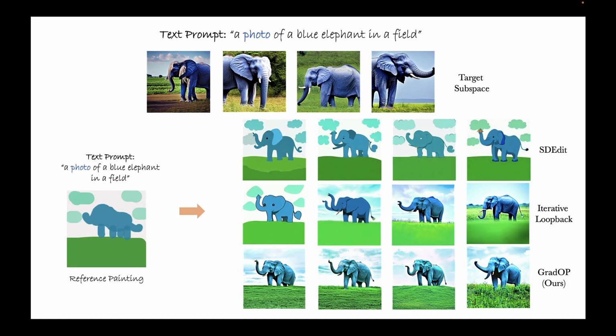In another example, this time for a photo of a blue elephant in a field, we observe that the STEdit outputs again are cartoon-like images. GradOp is able to address this problem by generating significantly more realistic output content corresponding to the input reference.